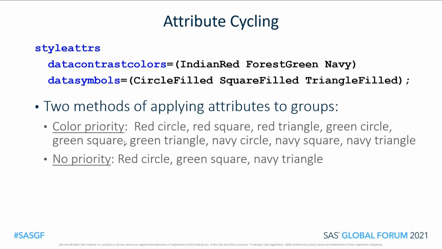We want to use no priority. When we use no priority, then we cycle through the colors and the symbols together in sort of a pairwise fashion. So the first group gets the first color and the first symbol, so an Indian red circle, and then the second group gets the second color and the second symbol, a forest green square, and so on.